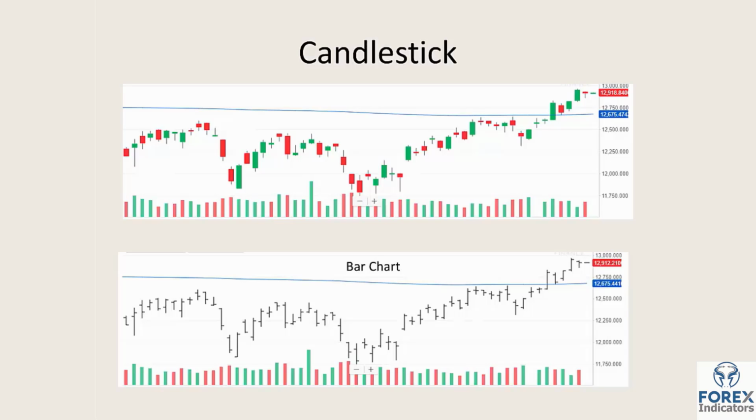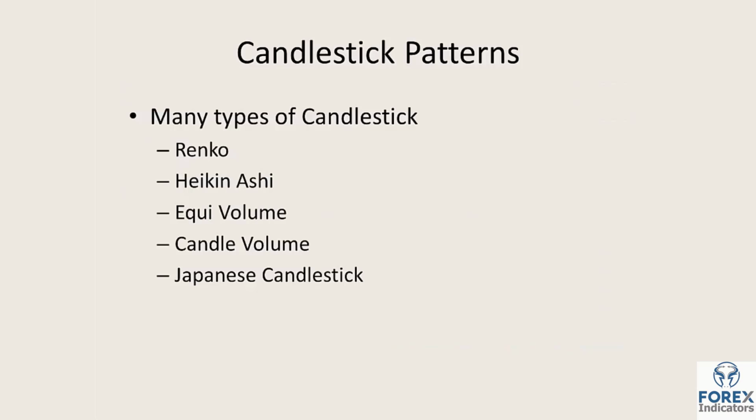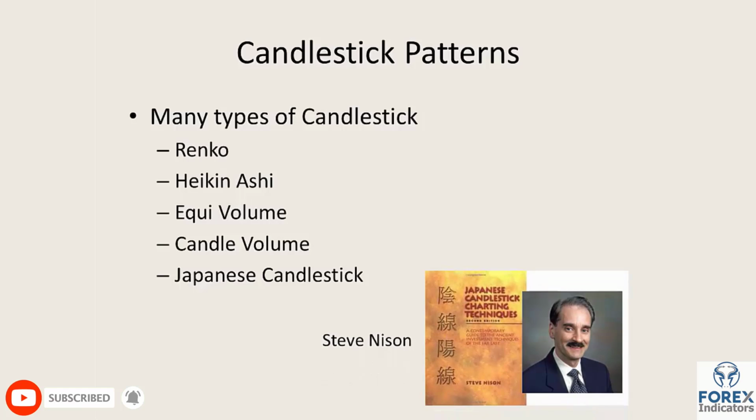Now there's nothing wrong with the bar chart. It's the forerunner to the candlestick chart, but as time moves on the bar chart is becoming less favorable. As new traders come into the market, they're learning about trading with candlesticks. So, candlestick patterns. Now there are many types of candlestick: Renko, Heikin-Ashi, equi-volume, candle volume, but we're going to be concerning ourselves with the Japanese candlestick. The credit is given mainly to a trader by the name of Steve Nison, who introduced the Japanese candlestick method to the West from Japan.